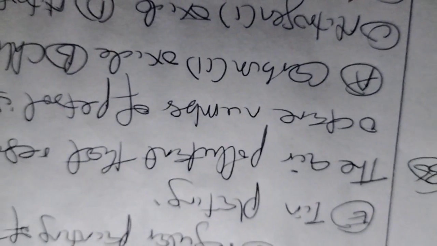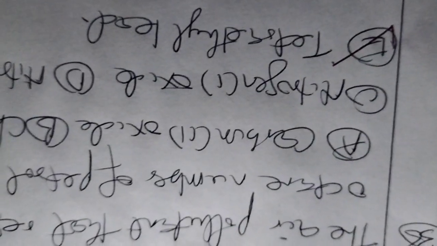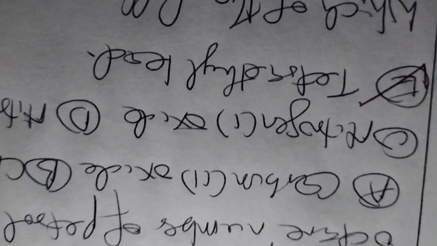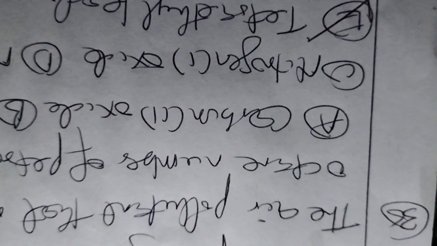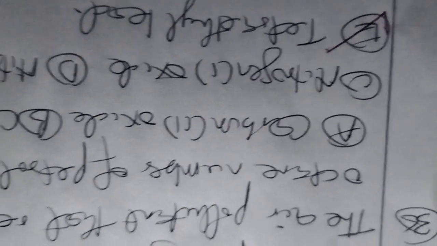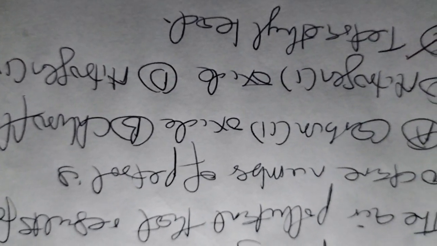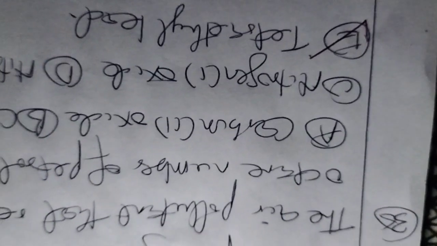Number 36. The air pollutant that results from increase of the octane number of petrol is A, carbon(II) oxide, B, chlorofluorocarbons, C, nitrogen(I) oxide, D, nitrogen(IV) oxide, and E, tetraethyl lead. The answer is tetraethyl lead, because if petrol has a high octane number, that means the petrol has been treated probably with an anti-knock agent. So 36 is E.